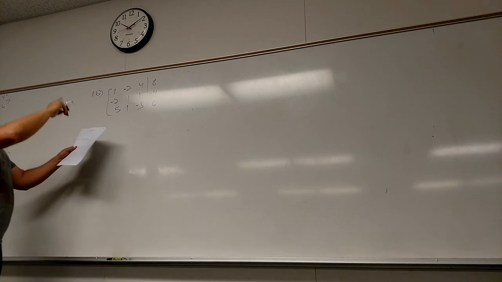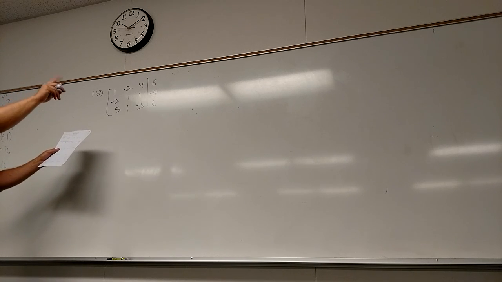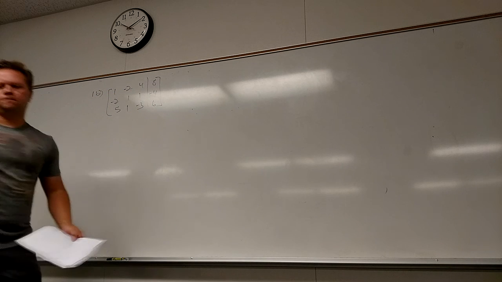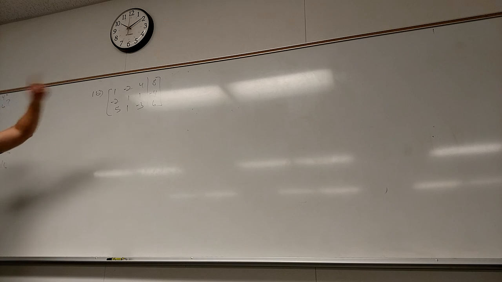And then double check. 1, negative 2, 4, 8. Negative 2, 1, 1, negative 4. 5, 1, negative 3, 6. Okay. Because it's already hard enough. If you start with the wrong problem, well, this is some weird stuff. So at least double check to make sure you wrote it down.